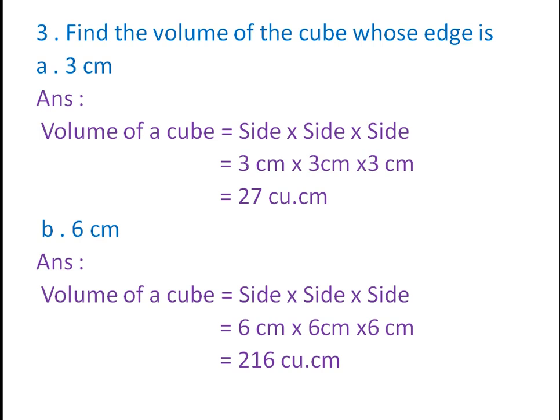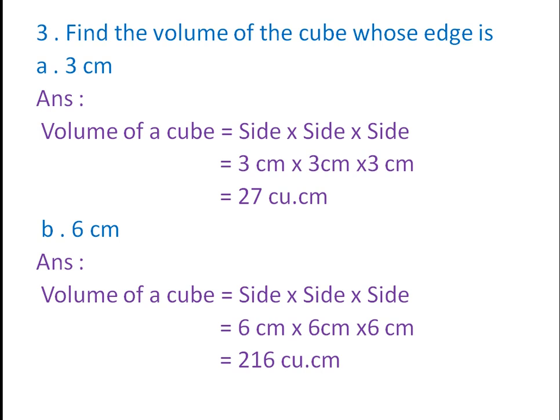Write down the statements. See here, A problem, 3 centimeters. Calculate the volume of the cube. Write down the formula: side multiplied with side multiplied with side, and also write down the side value, 3 centimeters, 3 centimeters, and 3 centimeters, and calculate these values. 3 3s are 9, 9 3s are 27 cubic centimeters is the answer for this problem. Next, B problem, 6 centimeters. Use 6 centimeters to calculate the volume of the cube.